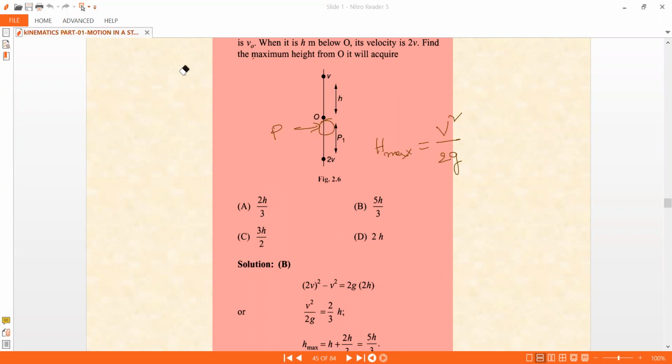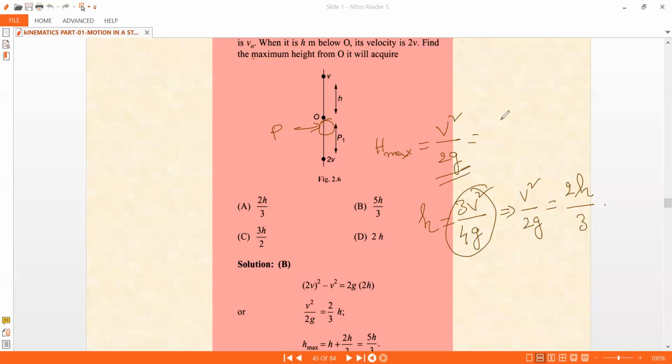So I got the value of h as 3v square by 4g. From this, I can make out what v square by 2g is. If you work it out, you get 2h by 3. That is my v square by 2g. So I can make out that this h max from this point is 2h by 3. V square by 2g is 2h by 3.